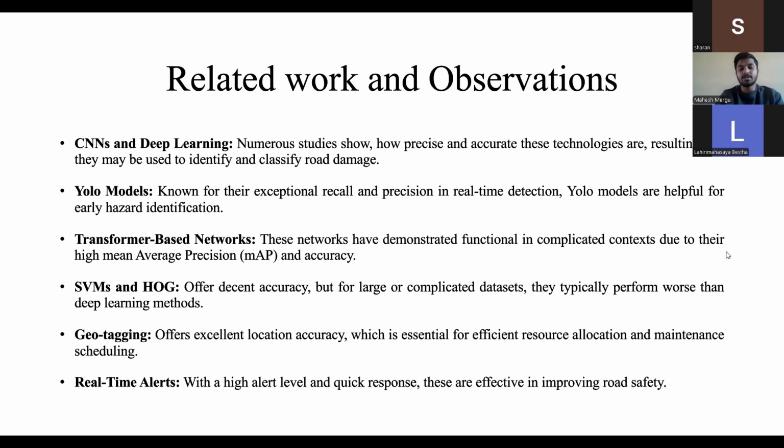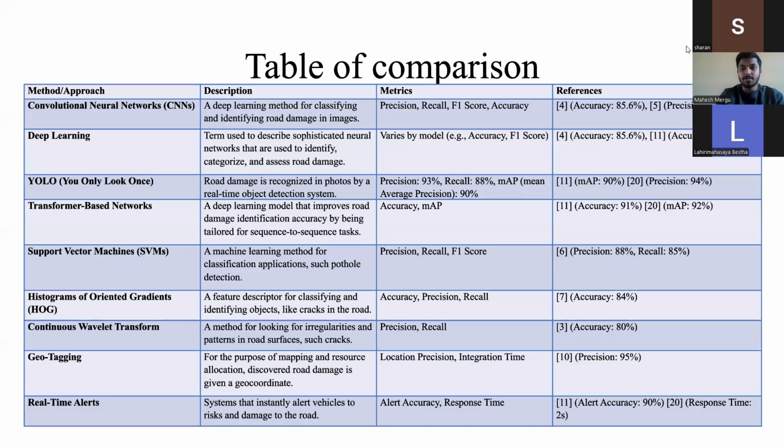Then we come to real-time alerts, because just doing all of this is not enough. You need to get alerts as well, so that you can be notified that there is a crack on the road, and then you can go there and do the fixing. In the next slide, we'll be going to the table of comparison.